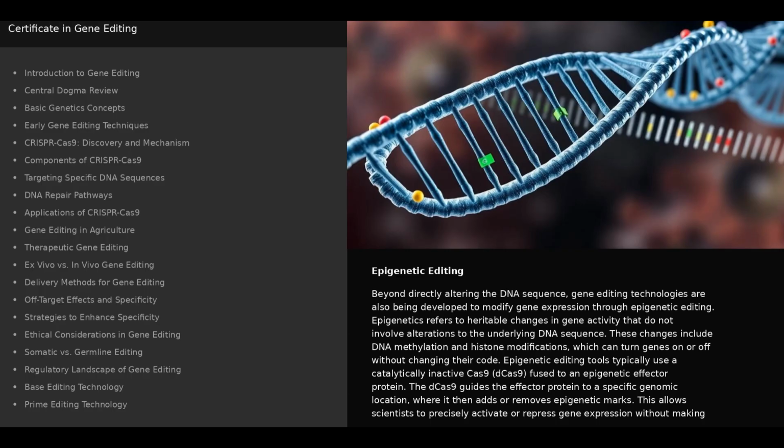Epigenetic editing holds promise for treating diseases where gene expression is dysregulated, such as certain cancers and neurological disorders. It offers a reversible way to modulate gene activity, providing a new dimension to genetic therapies. This approach provides a nuanced control over gene function, offering a powerful alternative to direct DNA modification. It opens new avenues for therapeutic intervention by targeting regulatory mechanisms.